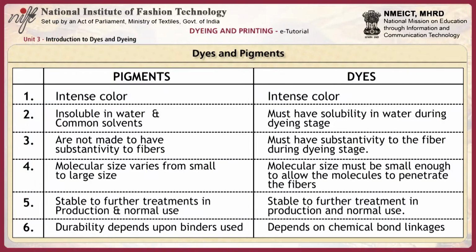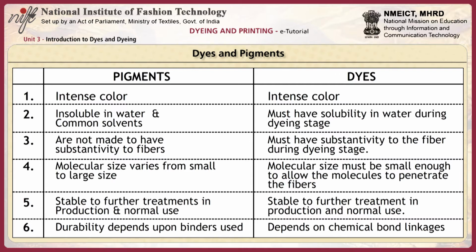This table displays the differences between dyes and pigments. Pigments have intense color. They are insoluble in water and common solvents. They are not made to have substantivity to fibers. The molecular size varies from small to large. They are stable to further treatments in production and normal use. The durability depends upon the binders that are used.